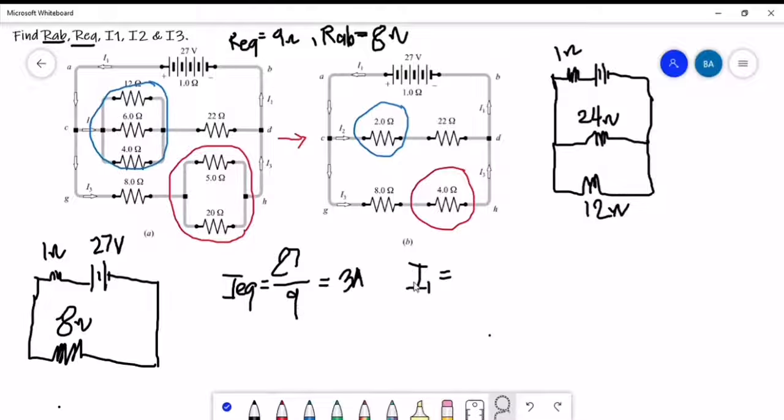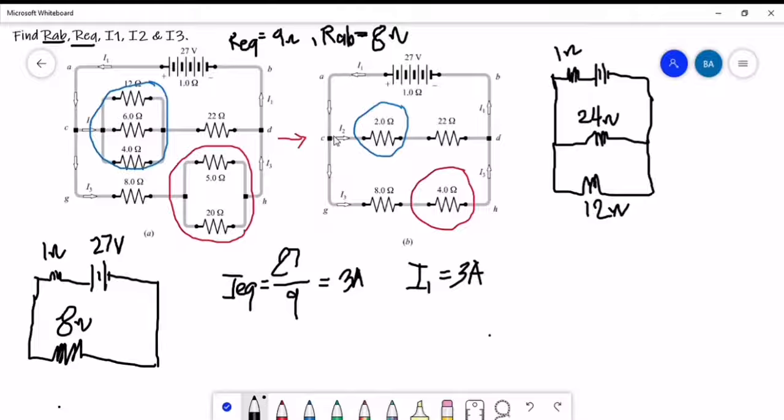So our I sub 1 will be equal to 3 amperes also. Just take note that they are connected in series, so the current that flows in our total current, or our I equivalent, will also be equal to the current that flows in our I sub 1.